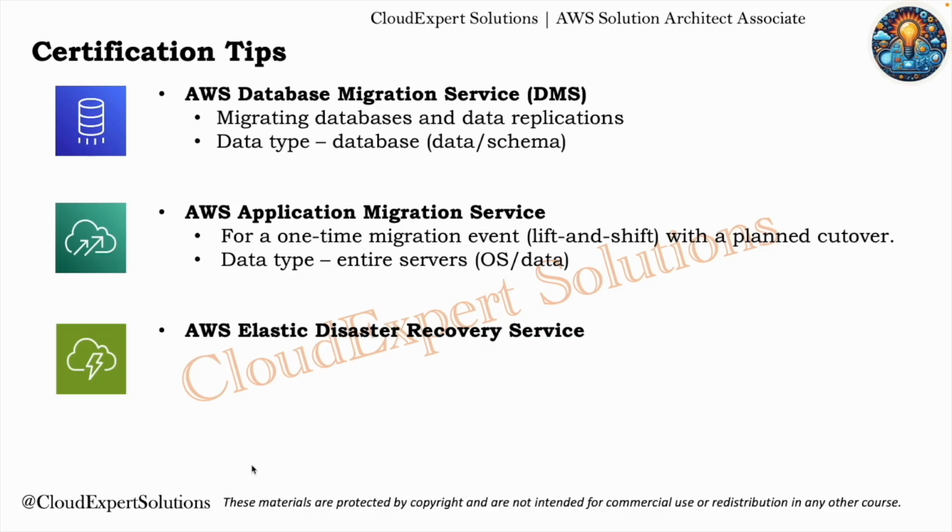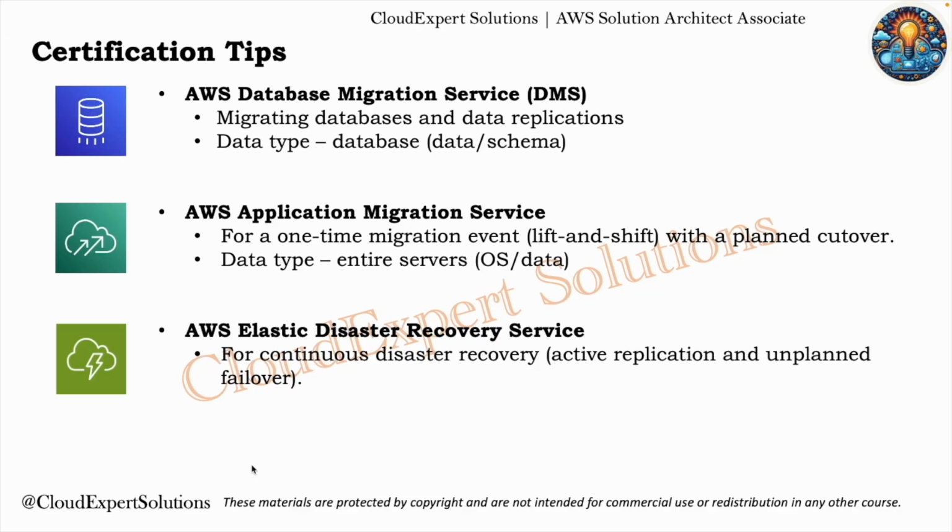Moving to our last service, AWS DRS or Elastic Disaster Recovery. This is for any unplanned disaster recovery event. It is about maintaining a constant state of readiness and executing a rapid automated failover in case of a genuine outage. As DRS and AMS work alike, that is why the data type is the same. For the certification exam, you should remember DRS is the active always-on DR solution, whereas Application Migration Service is typically for a one-time migration project.